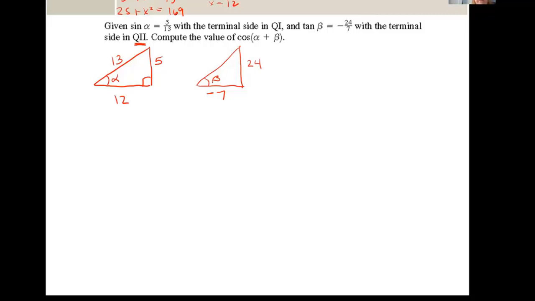Is it positive or is it negative? Positive. Yes, why? Exactly. It's in the first quadrant, so both x and y are positive. See, it says quadrant 1.